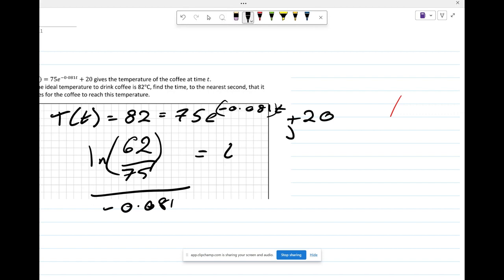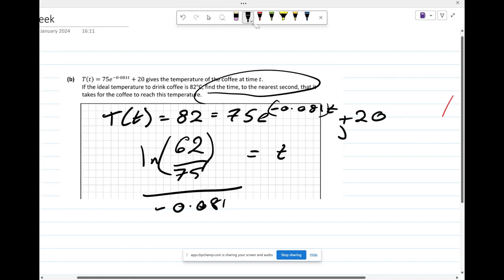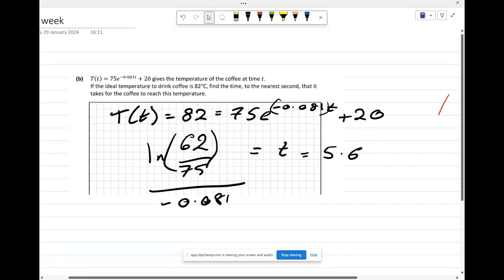And so plug that into your calculator and find the time to the nearest second. So yeah, find t to the nearest second. You're going to get it in decimals, so you'll get like 5.6 or something. And so you're going to have to convert that 0.6 into seconds, but you can definitely do that. Okay, so that is that question done. That was our very last question.